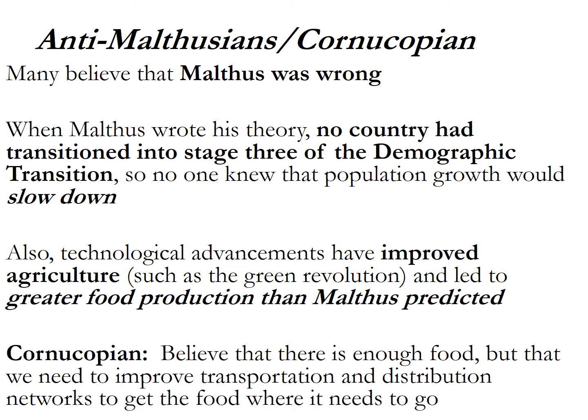So then you get the cornucopians, right? So you have the Malthusians who believe in Malthus, and then you have the anti-Malthusians, or the cornucopians, that believe there is enough food. It's just that our transportation networks and our distribution networks don't work well enough to get people food in all parts of the world.